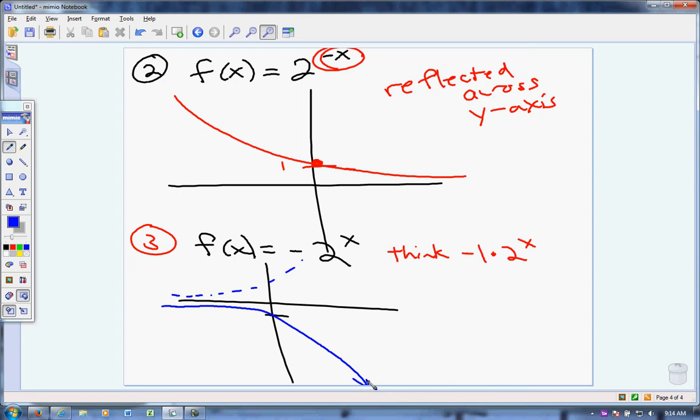All right, that's the graph of negative 2 to the x, and we could have confirmed that with the table. Okay, so like we said, notice that all of these have horizontal asymptotes at y equals 0. Horizontal asymptote y equals 0, horizontal asymptote y equals 0. Now, what if there is a transformation?